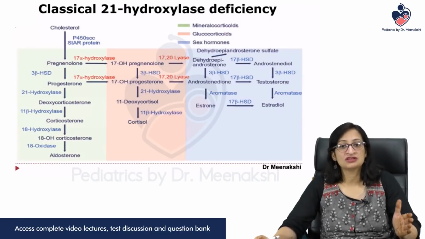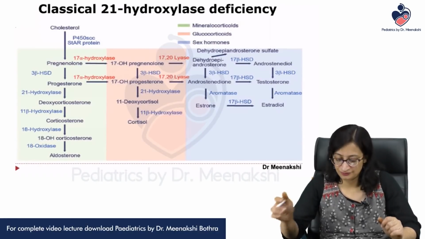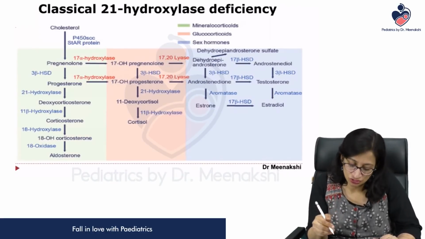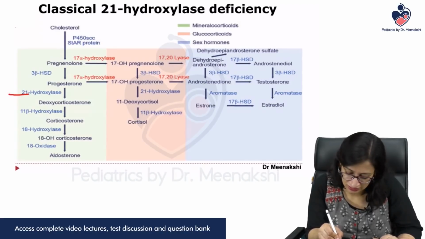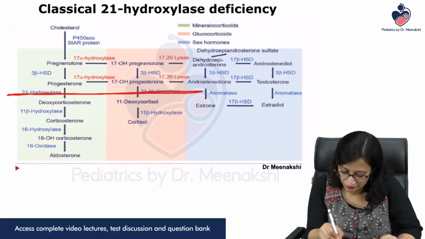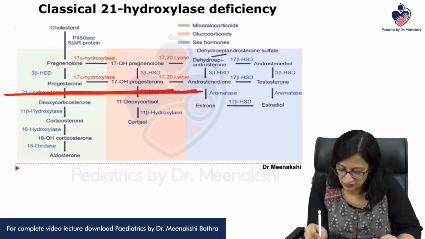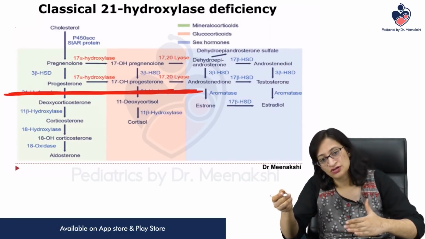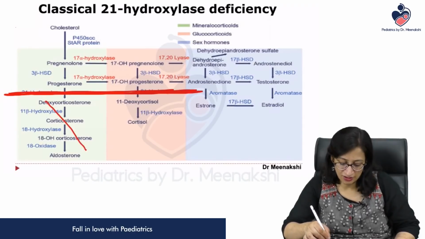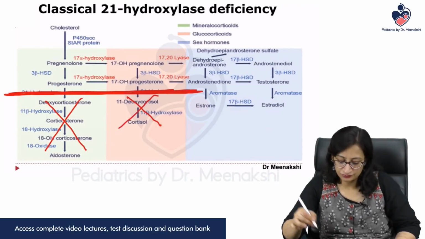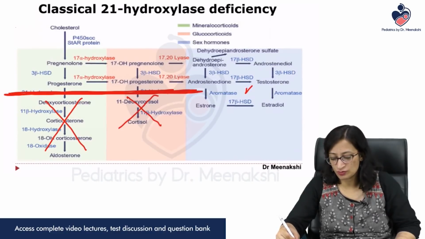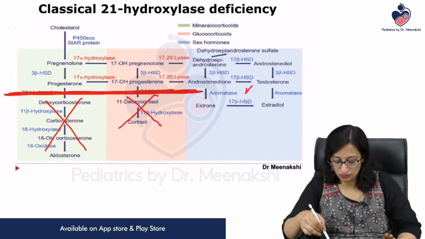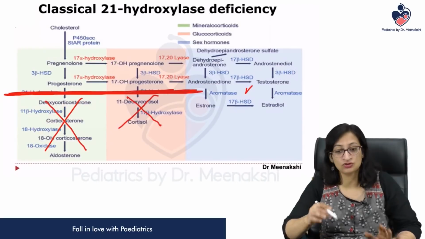Let us see what happens in classical 21 hydroxylase deficiency. Remember the sequence of enzymes 3, 21, 11. 21 hydroxylase deficiency means this enzyme is deficient. In the mineralocorticoid and glucocorticoid pathways, the pathway is not going below this. But in the sex steroid pathway there is no problem. So no mineralocorticoid is getting produced. What will happen? No aldosterone.